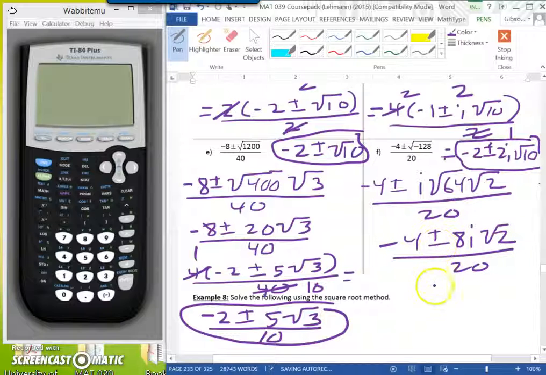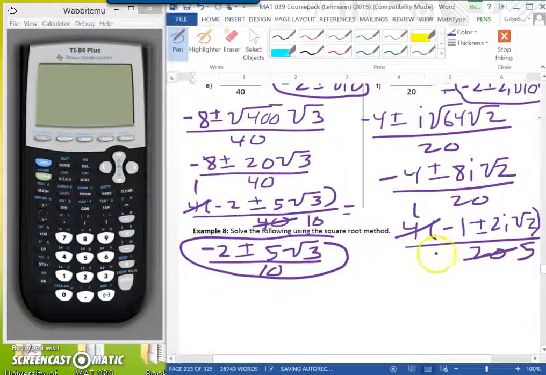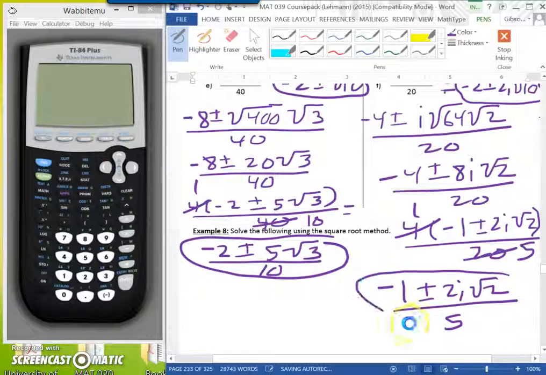Now we can factor out a 4 here. So if we factor out 4, we will have negative 1 plus or minus 2i root 2, and that'll be all over 20. Now 4 and 20, 4 goes into 4 once, 4 goes into 20 5 times. So our final answer here would be negative 1 plus or minus 2i square root of 2 all over 5.